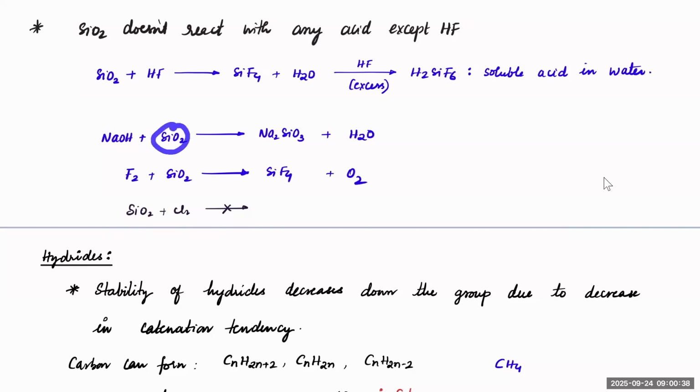See, SiO2 being an acid reacts with NaOH, converts into Na2SiO3 and water. And if you treat with F2 also, it will convert into SiF4 and O2. And the same treatment is not observed with chlorine.